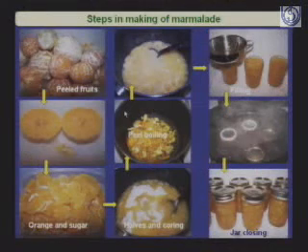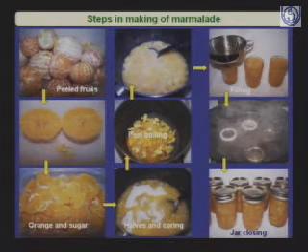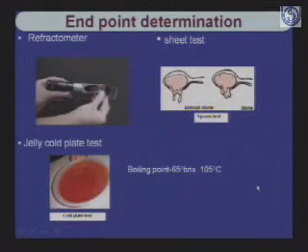Now we see some steps in the making of a marmalade. We have already said marmalade can be made from citrus fruits. So you see the peeling, then mixing with sugar, and this is the peel boiling. Finally these peels are mixed back into this mixture, filled in bottles and then pasteurized.